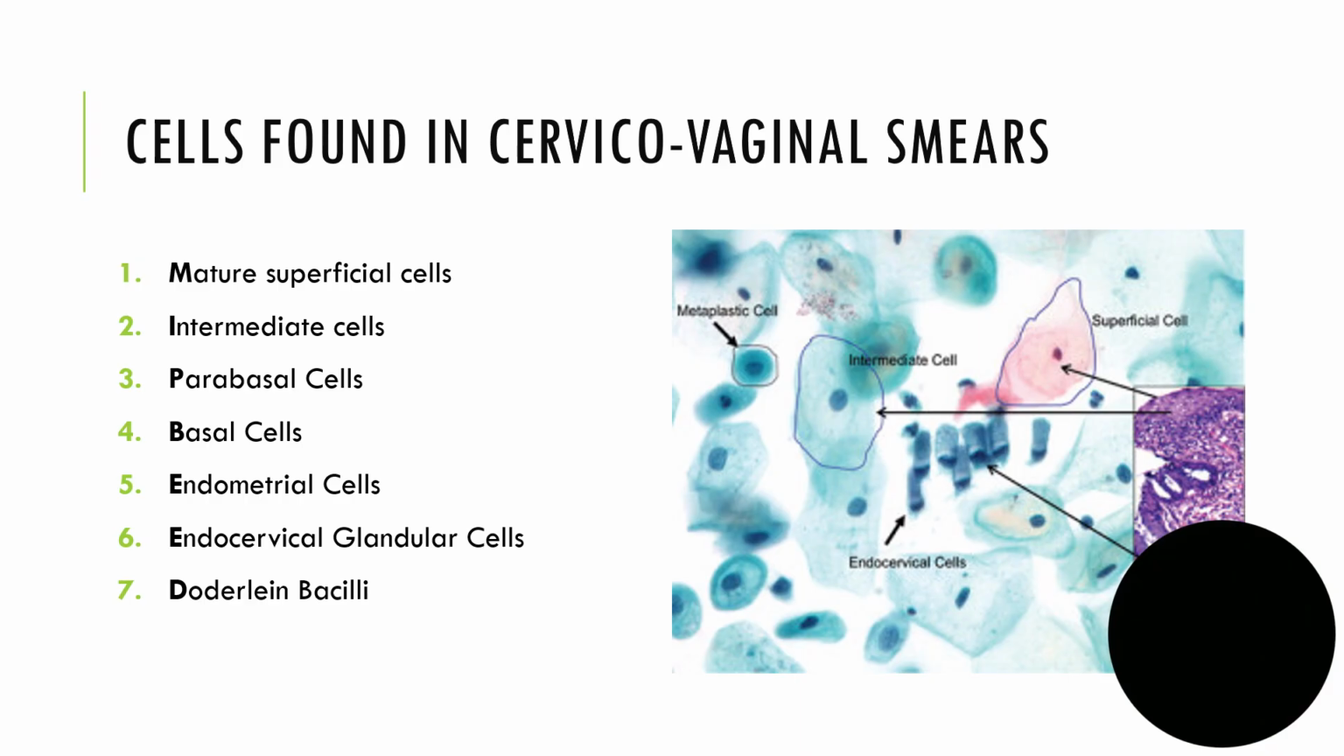In a cervicovaginal smear, you will encounter several distinct cell types. Each reflects a different level of epithelial maturation and has a different hormonal association. We have 7 main cell types to discuss. These are mature superficial cells, intermediate cells, parabasal cells, basal cells, endometrial cells, endocervical glandular cells, and Doderlein bacilli. Let us go through each one in the next several slides.